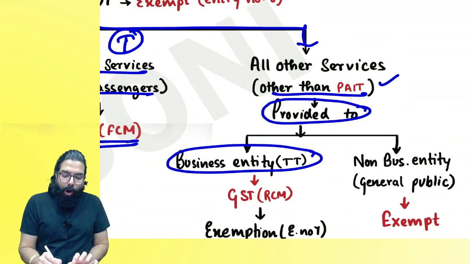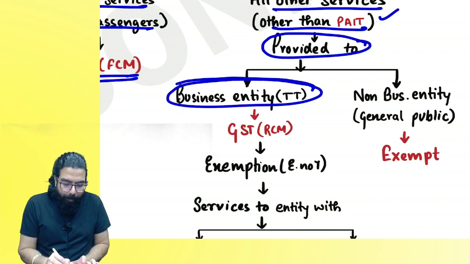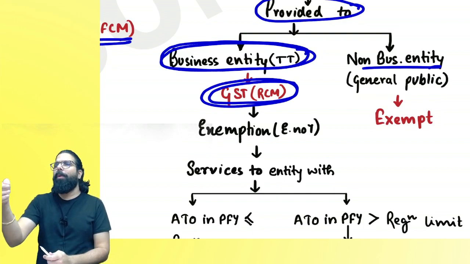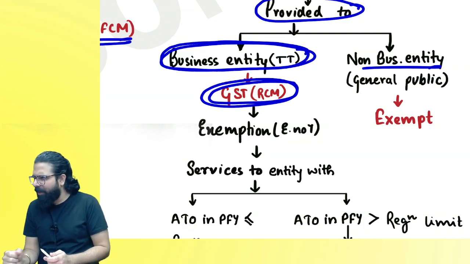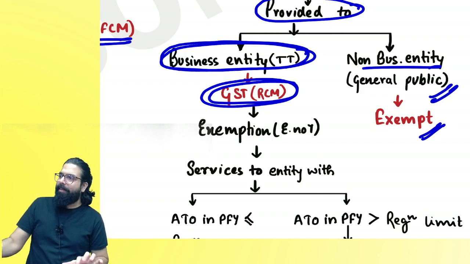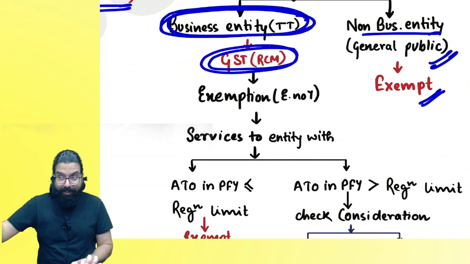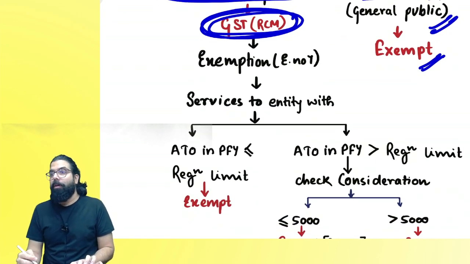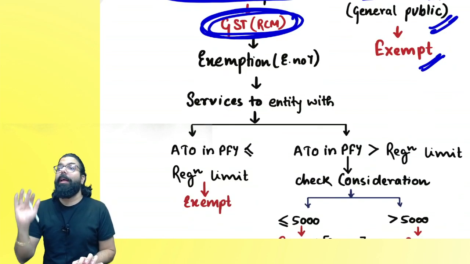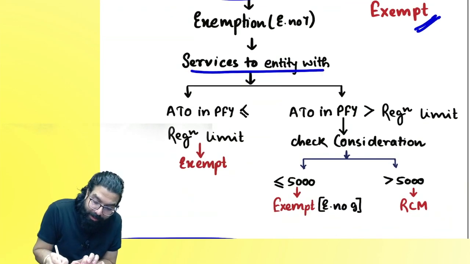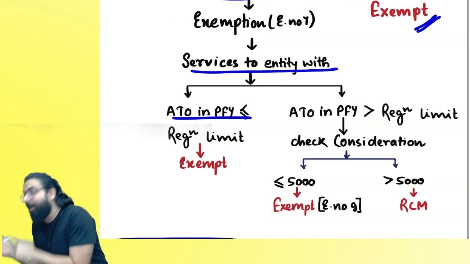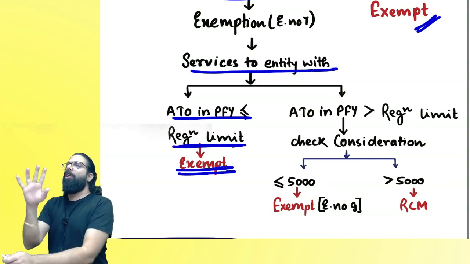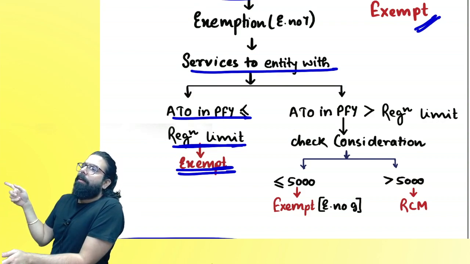And hence, government went ahead and told that all other services, if they are provided to a business entity, then the business entity pays GST under RCM. Non-business, Baba, government is providing police protection to you guys. Do you pay GST under RCM? Non-business entity is always exempt. But a business entity, Balu, correct? But he has to pay GST under RCM, so will he pay or not? He told, sir, I don't want the police service at all. And hence, government went ahead and told, if it's a business entity whose aggregate turnover in the last year was less than the registration limit, then they will be exempted. Means you are a small business entity when your last year turnover was less than the registration limit.